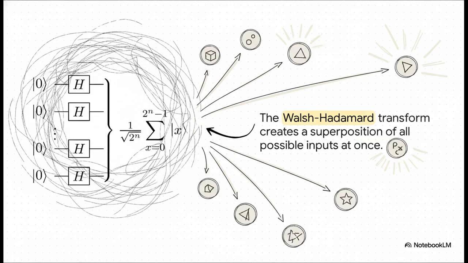I love this analogy. Think of it like a prism. You know how a prism takes one beam of white light and splits it into a whole rainbow? Well, the Hadamard transform does that to our qubits. We start with a simple state of all zeros. We apply the transform and poof, we now have a perfect, balanced superposition of every possible state. We are now ready to query the oracle about everything at once.